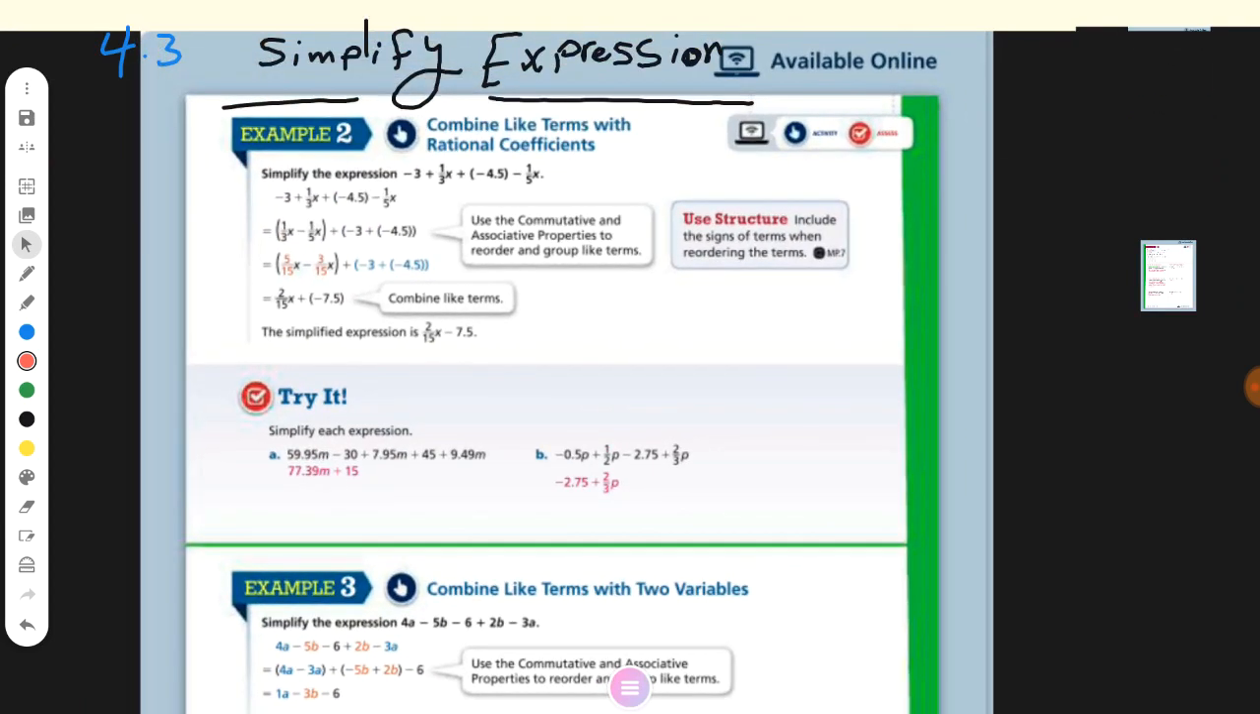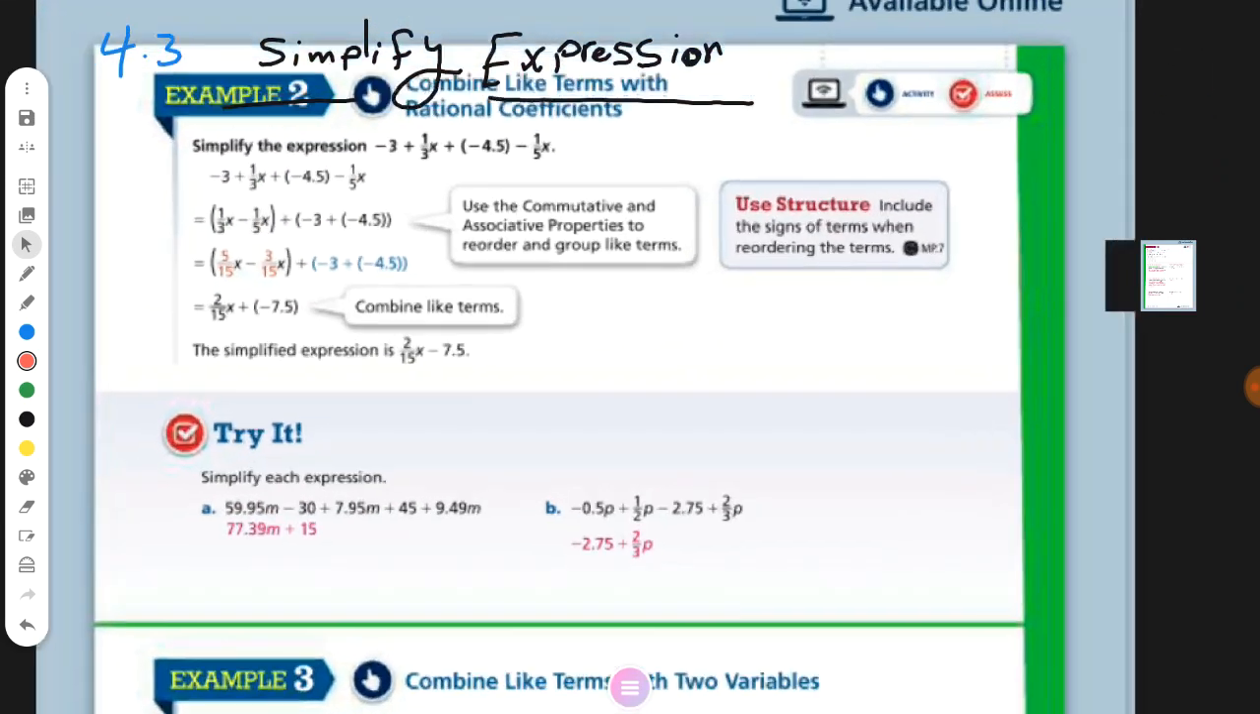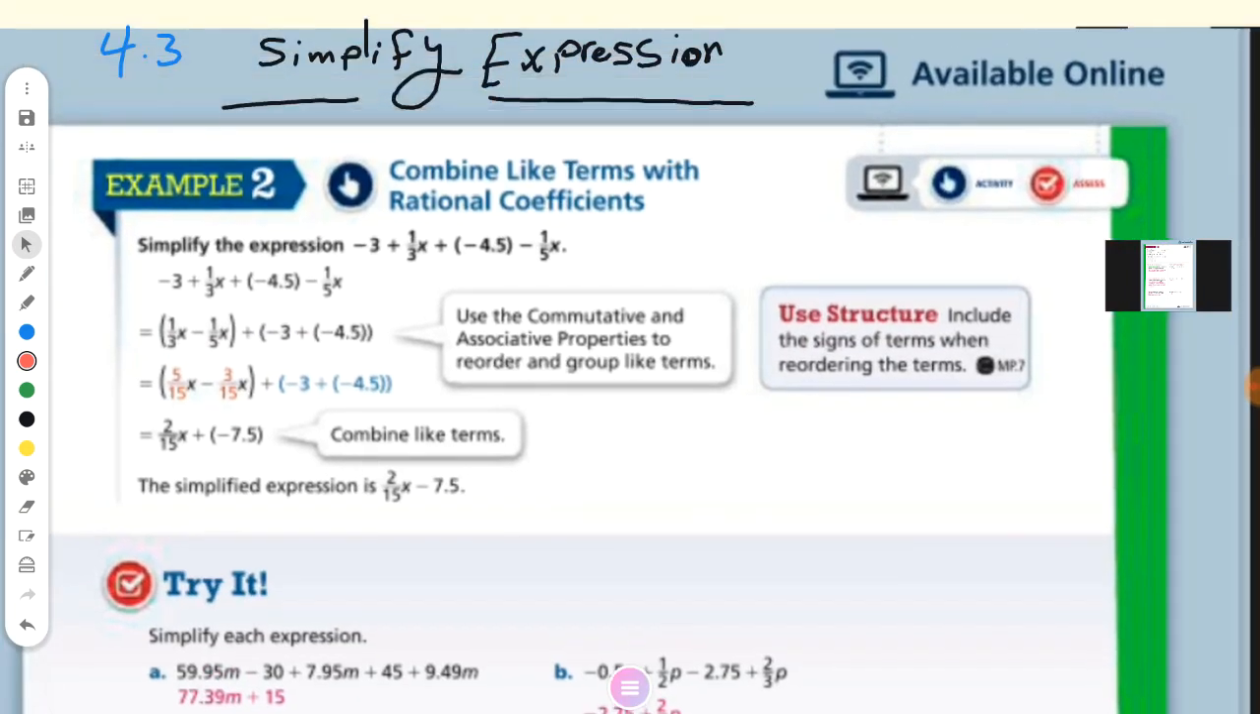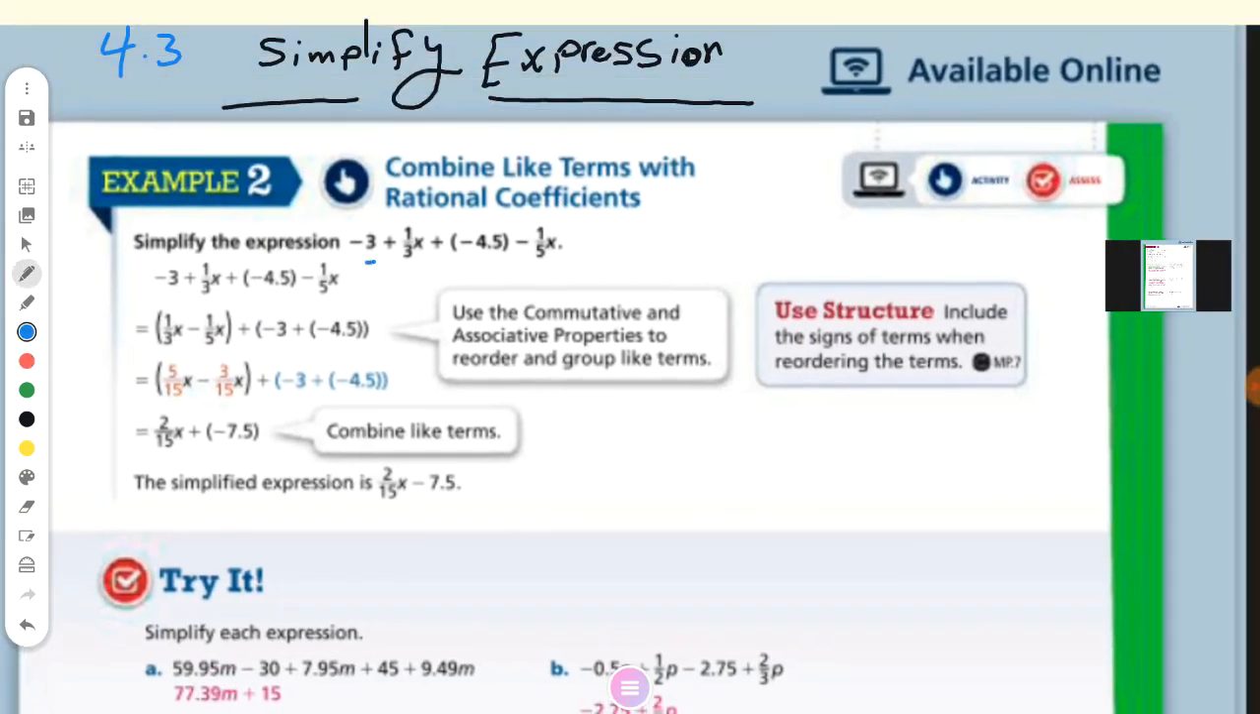plus 1 over x, so negative 3 gets a dash, 1 over x gets a zigzag for x, plus negative 4.5, it's a number, so dash, negative 1 over 5x, it's a symbol, so zigzag. Anything zigzag, dash, circle, anything. Just make a label for it to collect them together easily. Okay, let's use the commutative property to put the x's together and the numbers together.